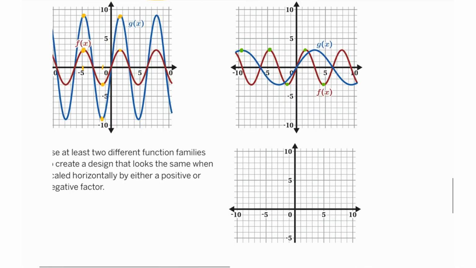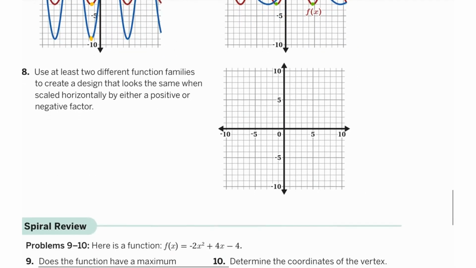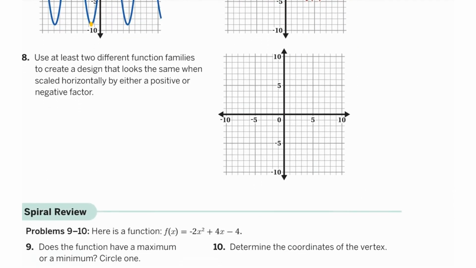For number 8, use at least 2 different function families to create a design that looks the same when scaled horizontally by either a positive or negative factor.